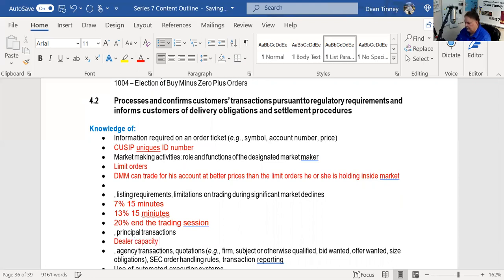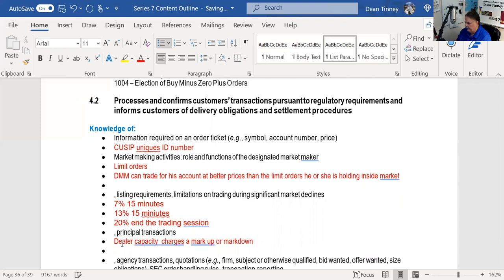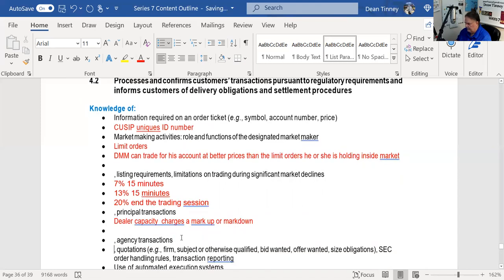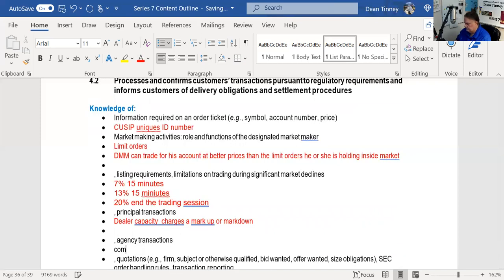it's going to charge a markup or a markdown. And you're trading against the customer. A markup if the customer is buying, or a markdown if the customer is selling. And then remember, agency, we're acting on behalf of the customer. And so in agency transactions, we're going to charge commission.